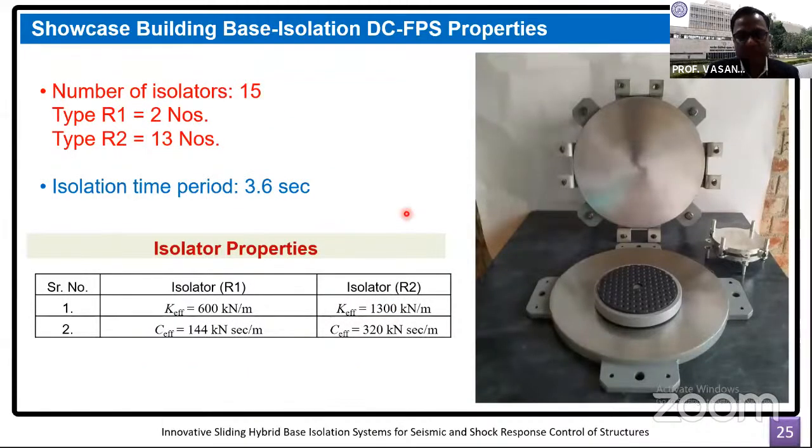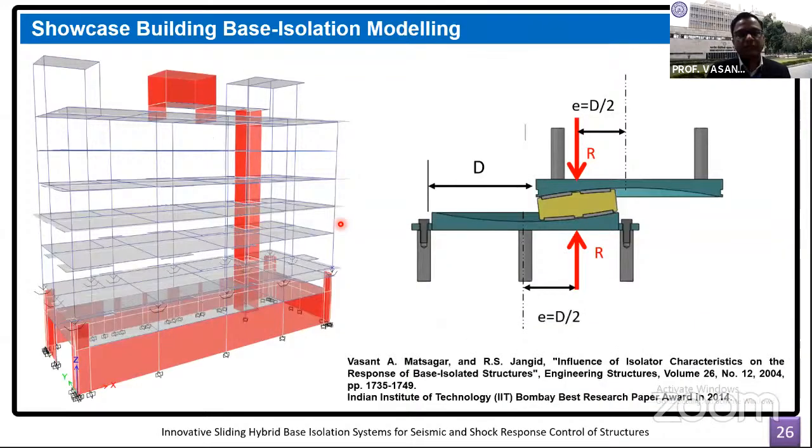In this particular project, we have chosen two types of isolation system. This is the isolation system that is available at the site for any visitors to have a look at closely. The two types of isolation system had different stiffnesses and different coefficients of damping. The isolation time period that we achieved in this structure is 3.6 seconds, as I said earlier, and the total number of isolators used is 15.